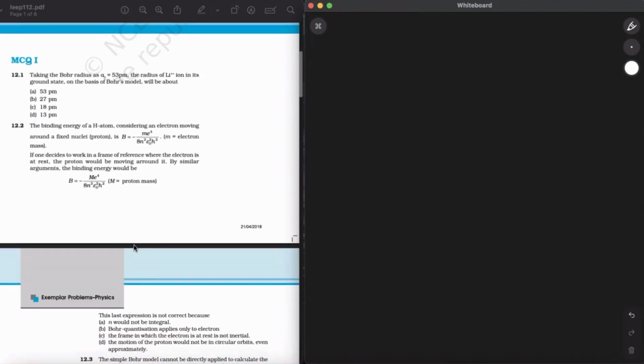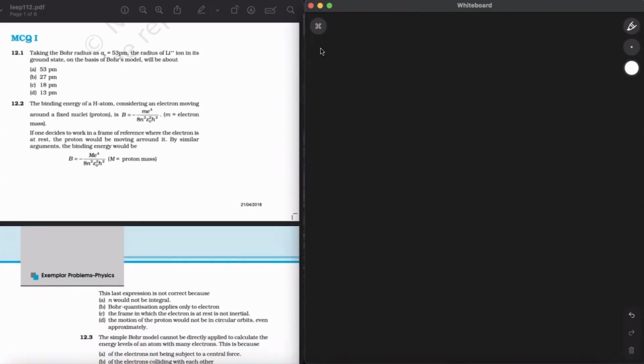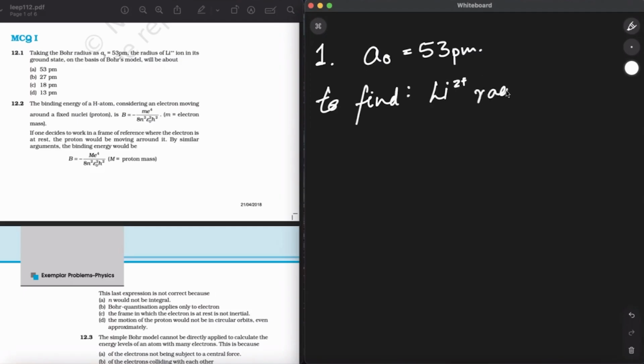Okay, so I'm just going to start with question number one. The first question: taking the Bohr radius a naught equal to 53 picometers, the radius of the Li 2+ ion in the ground state on the basis of Bohr's model will be about. So, the Bohr radius a naught is equal to 53 picometers, and we have to find the radius of the Li 2+ ion in its ground state. See, this is the question.